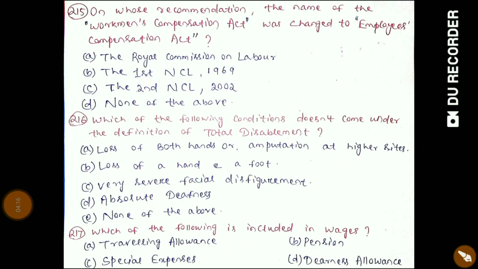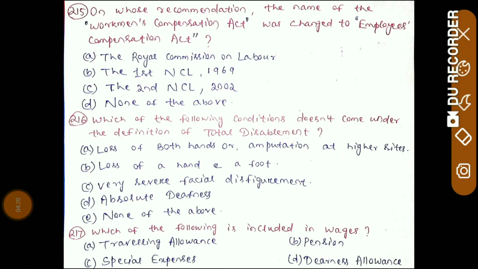Then the next question: on whose recommendation was the name of the Workmen's Compensation Act changed to Employees Compensation Act? Who recommended that? The Royal Commission on Labour, the first NCL, the second NCL, none of the above. The actual recommendation came from the second NCL. So option C is the answer.